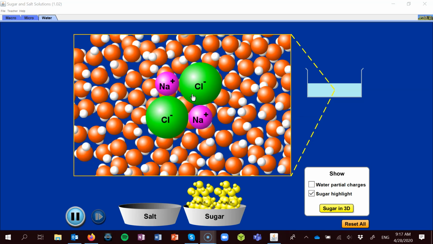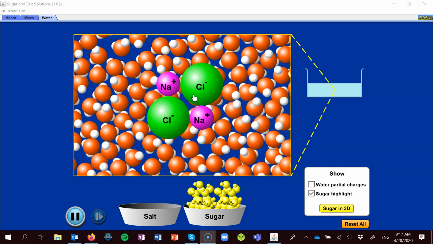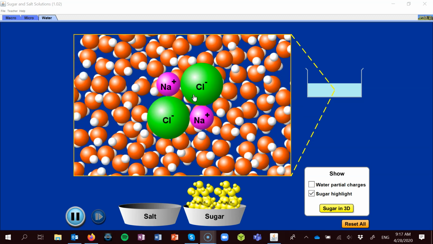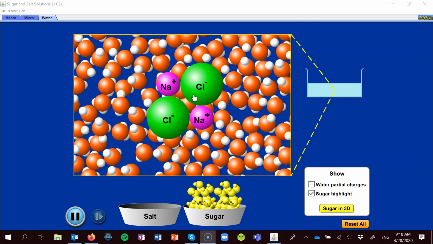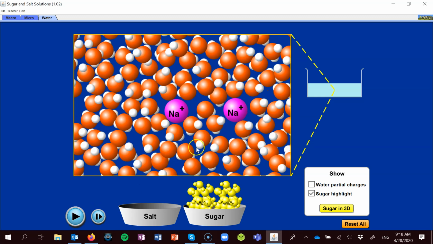Now, you know that it's going to dissociate and dissolve, but I want you to think in particular about how the water molecules might orient themselves around each of the ions. Take a minute, watch what happens. Got to pause it because it happens rather quickly. Now, I'm going to repeat this in just a second so we can look at chlorine. But take a look at the sodium ions.